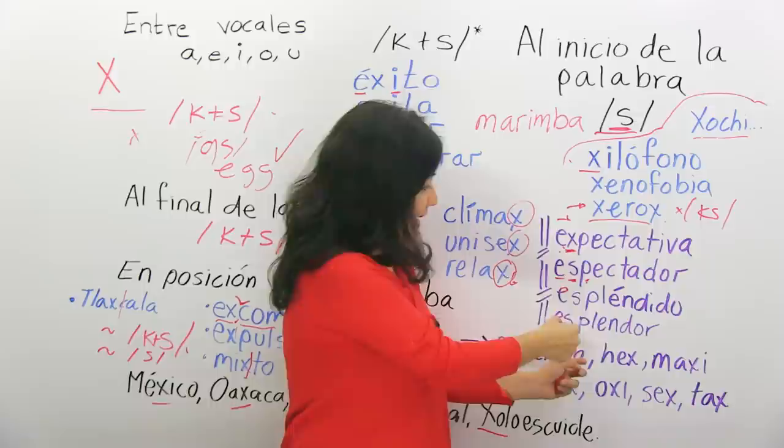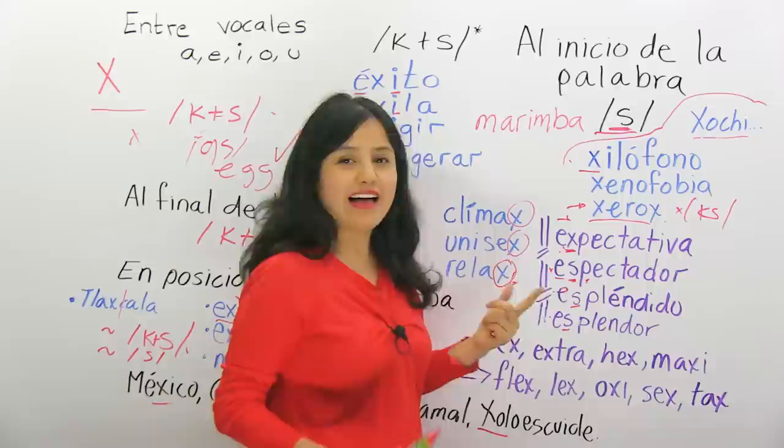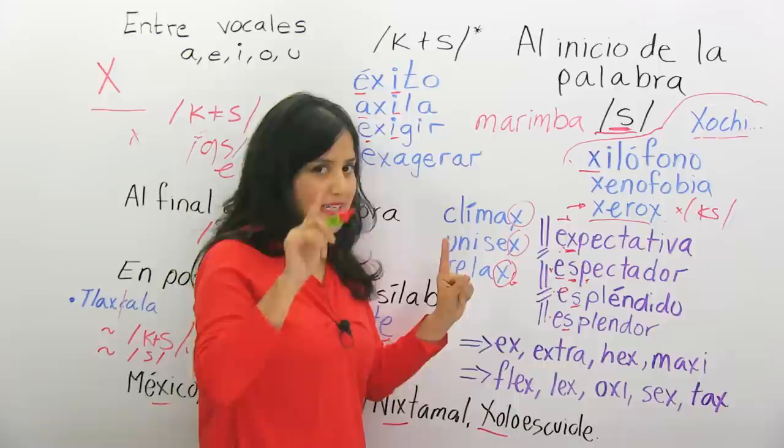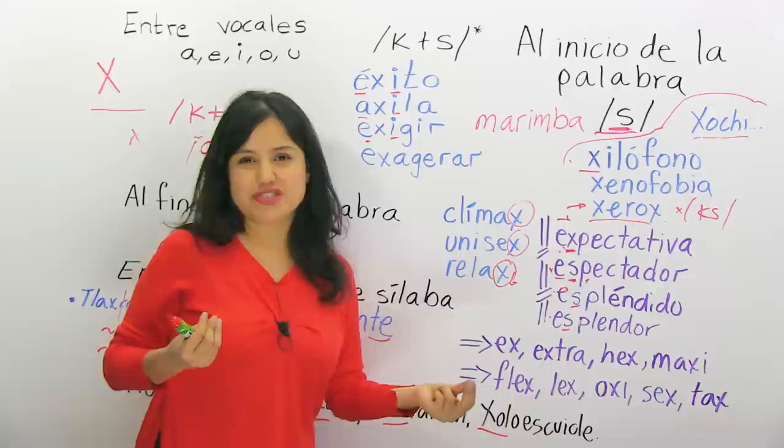Esplendor, espléndido, esplendor. All those are with S. So I wrote you these three so you remember, okay? A lot of people misspell these words. They think it's with X, but ojo, no es con X, es con S. Muy bien. Ahora, just think about a lot of these X words come from Latin or from Greek.